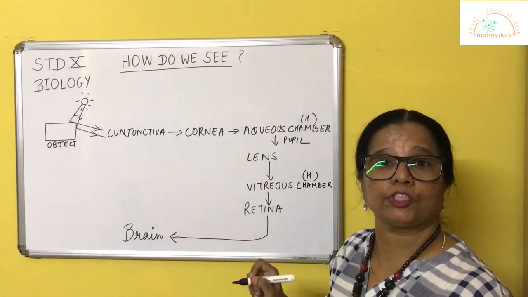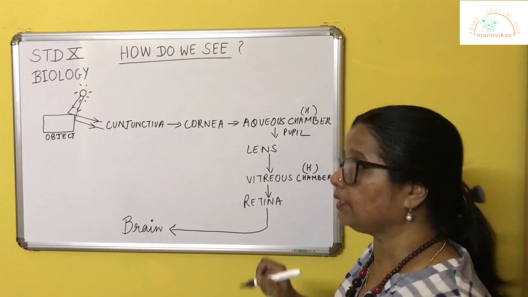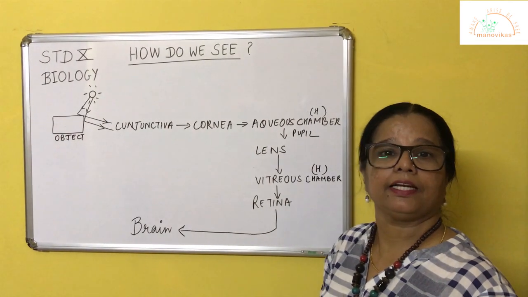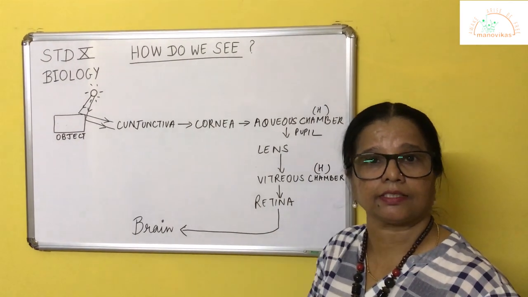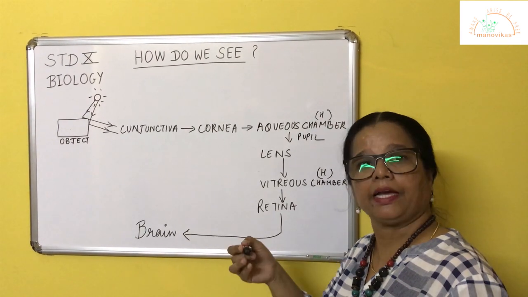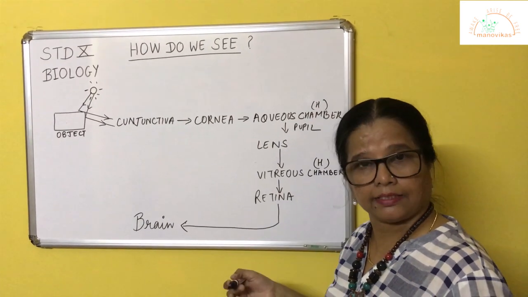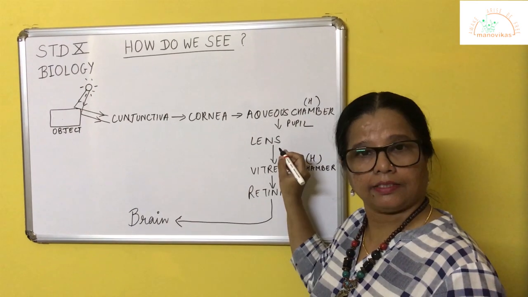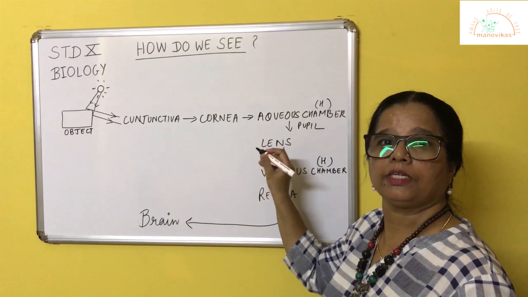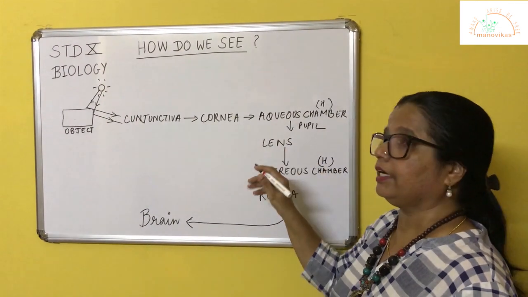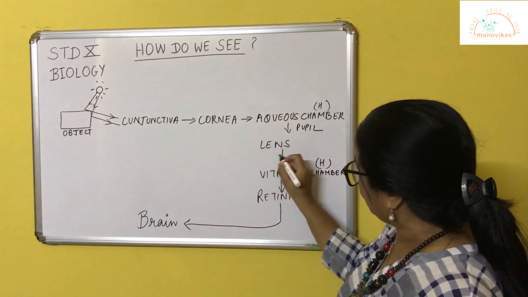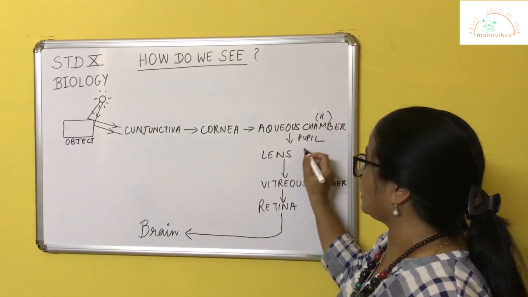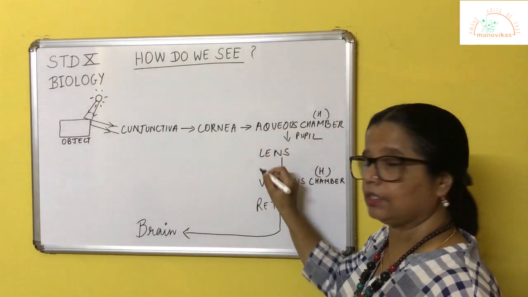Now after the aqueous chamber, which is filled with aqueous humor, the rays of light pass via the pupil. Where is the pupil? It is located in the middle of the iris. It's an opening in the iris that allows light rays to enter and fall on the lens. So the light rays come through the pupil and fall on the eye lens. The eye lens, you know, is a crystalline structure. It is located after the aqueous chamber, and the pupil allows the light rays to fall on the lens.